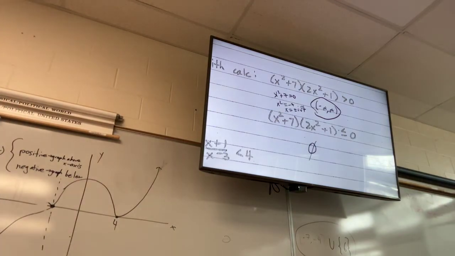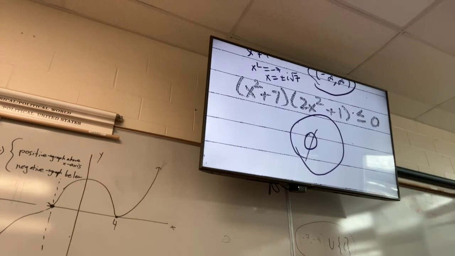The empty set is the set with no elements. And there are no numbers in that set, because there are no numbers you can plug in to make that less than or equal to 0. Okay? No one can do it.